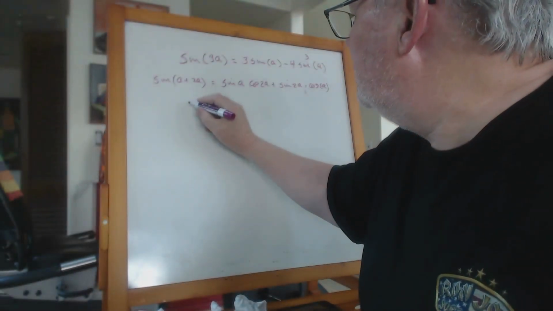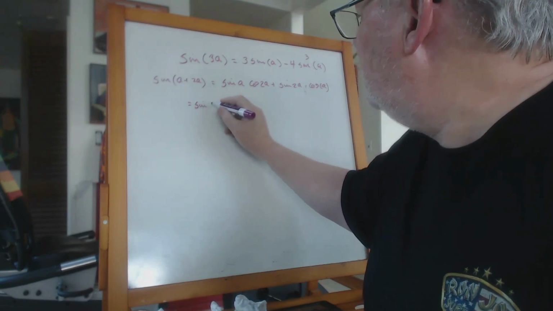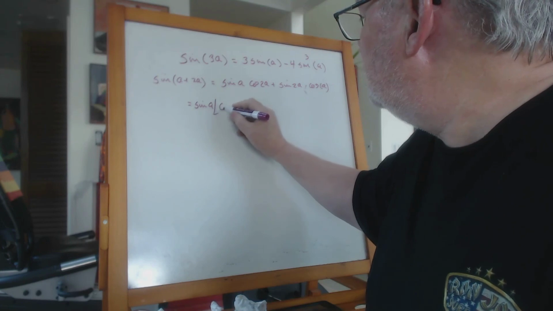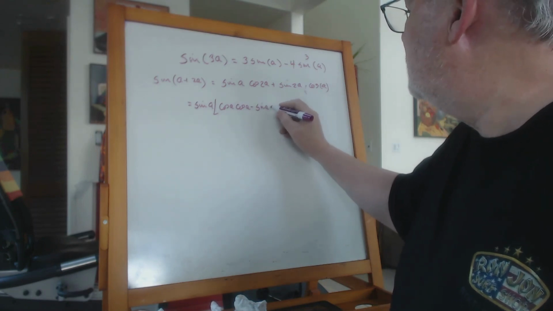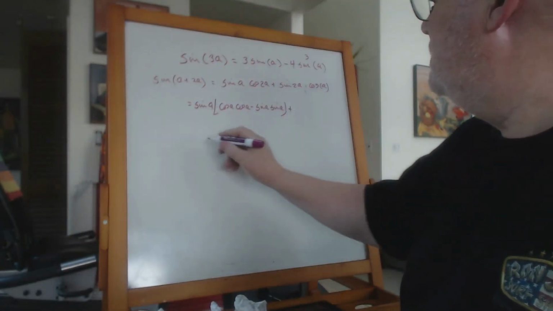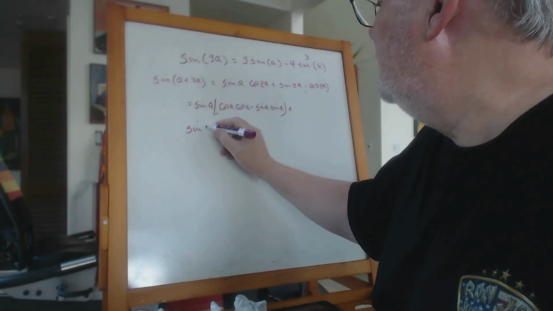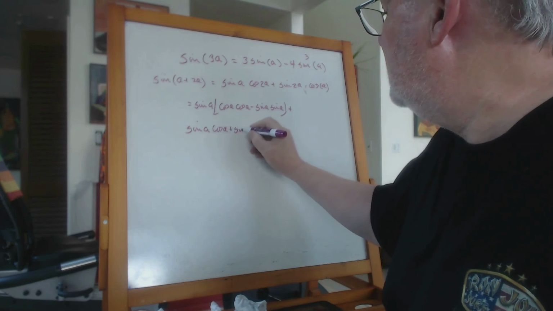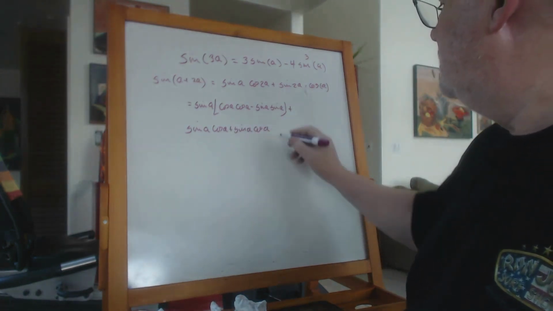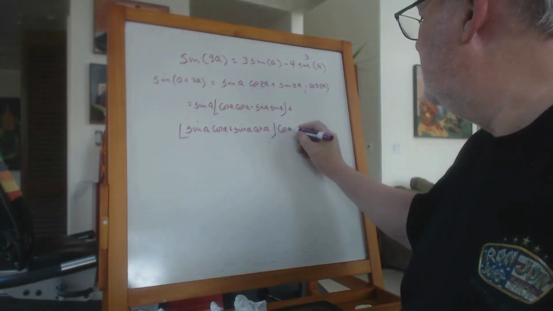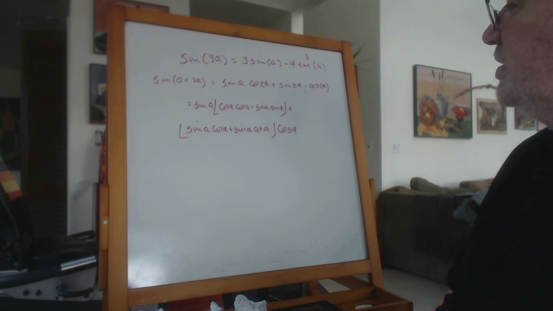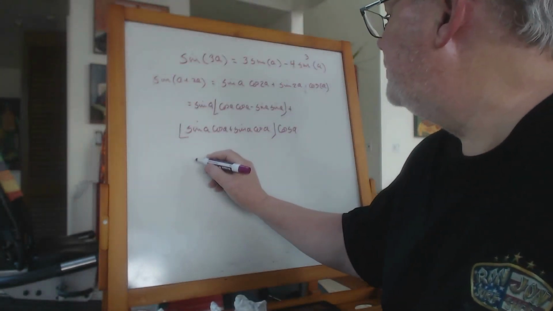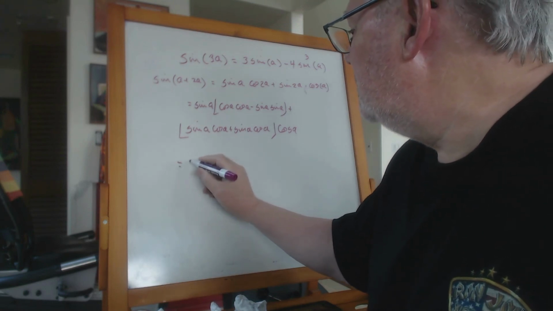So we have equal to sine A cos A minus sine A sine A plus sine A cos A plus sine A cos A times cos A. So now that we have everything expanded, we have cos squared A. So let's see what we have.